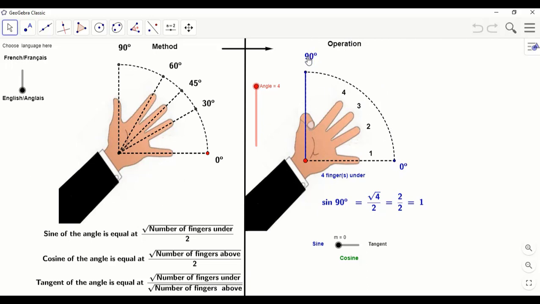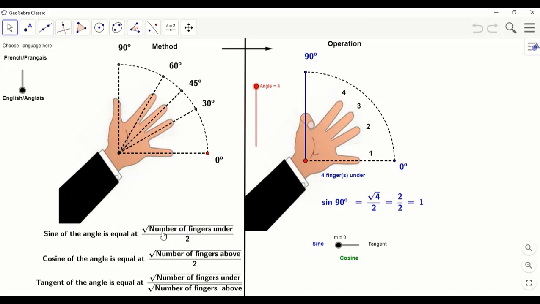Now you can see I am at 90 degrees, and this angle I have here is sine 90. You can see the slider here is on sine, which is on the left side here. So what is sine 90?